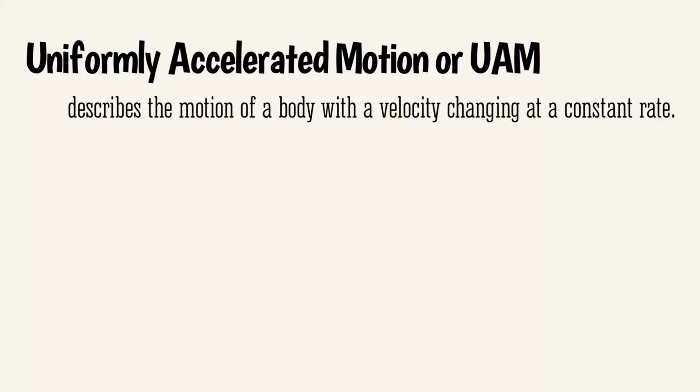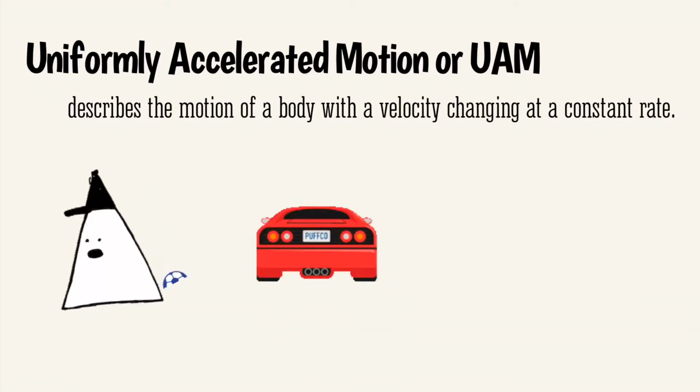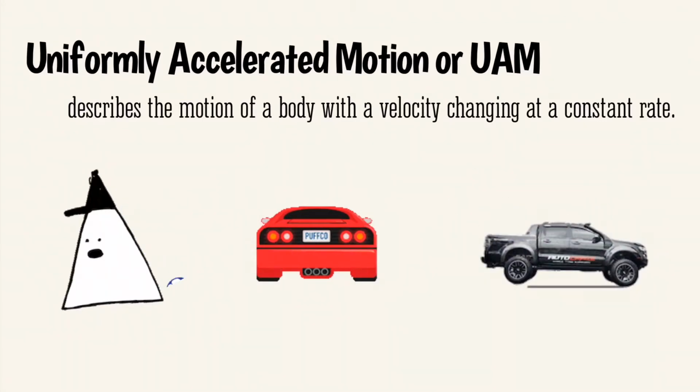I will discuss uniformly accelerated motion, or UAM, which describes the motion of a body with a velocity changing at a constant rate. Examples of uniformly accelerated motion will be a ball rolling down an incline, or a car starts to run from rest, or the moment you have applied the brakes on a running car until it comes to a complete stop.